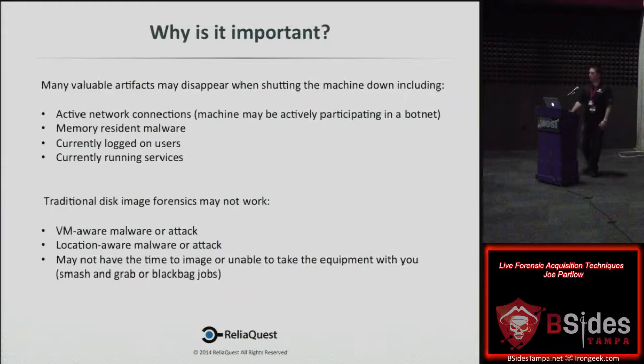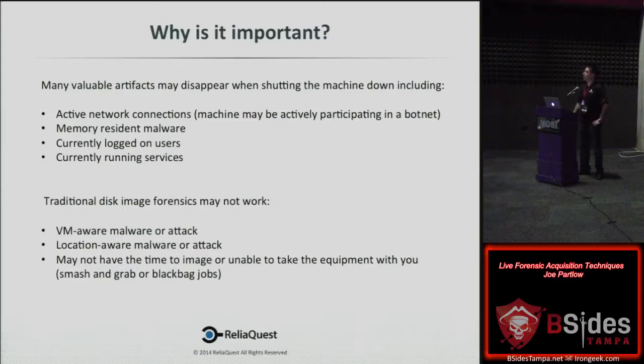All right, so why is it important? What type of stuff can we get from that? Active network connections, that's probably one of the biggest ones. If this thing is actively communicating out on a botnet or there's an attacker on the machine, you want to make sure that you're able to see that. And if you yank that plug out and do your disk image, you're going to miss it. So let's try to get that first.